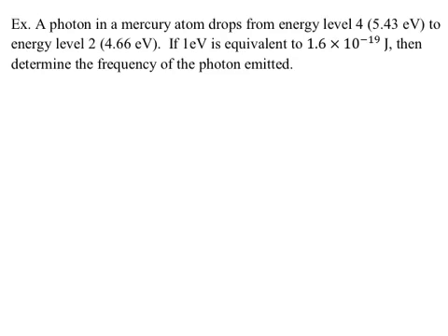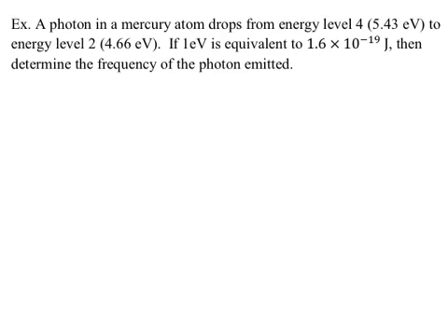So switch those, please. Now, if 1 electron volt is equivalent to 1.6 times 10 to the negative 19 joules, then determine the frequency of the photon emitted. If the frequency is in that little band of frequencies that describe visible light, we'll see light. If not, it'll come off as infrared or gamma radiation or a microwave. So we have to go back and think about our frequency table that we looked at earlier in the year.